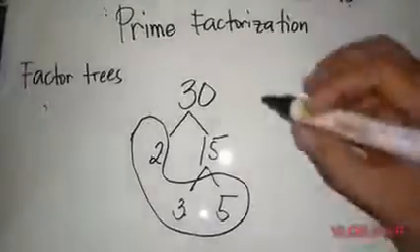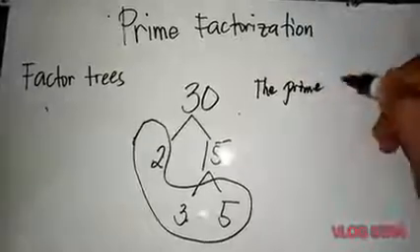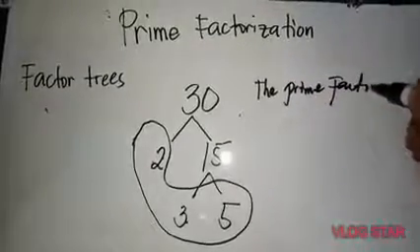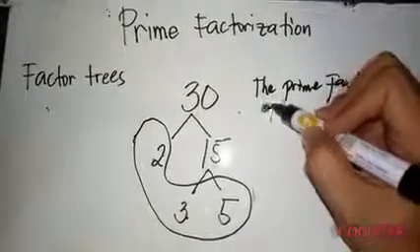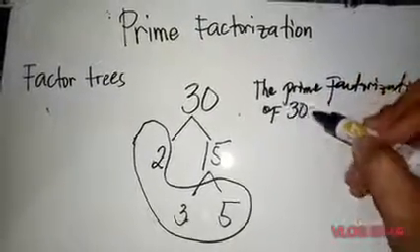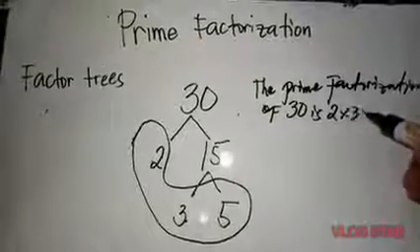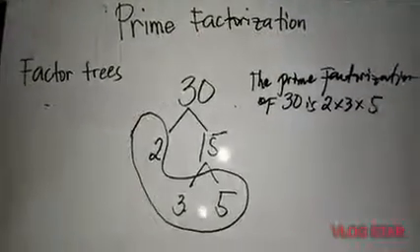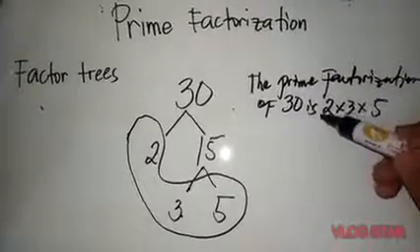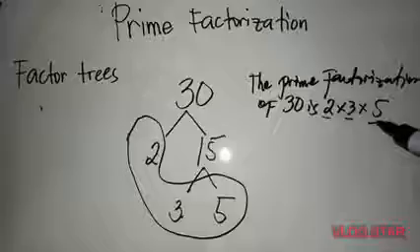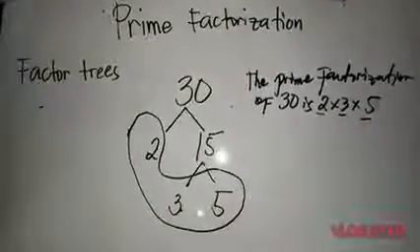equals 30. So the prime factorization of 30 is 2 times 3 times 5. Mind you that the prime factorization must be prime numbers. All are prime numbers.